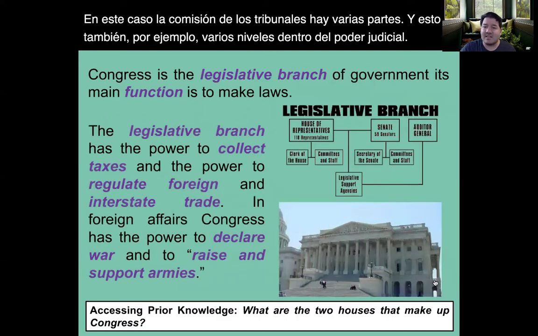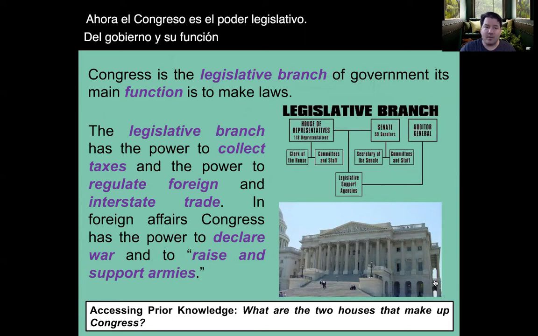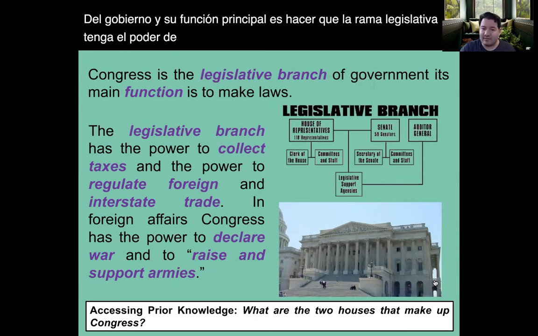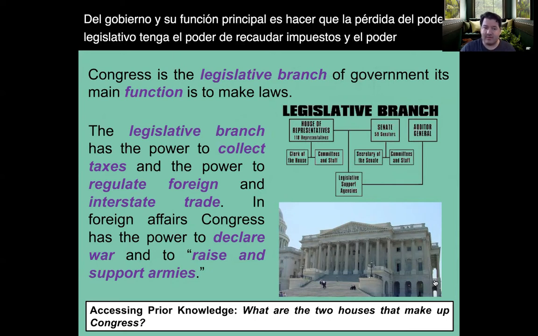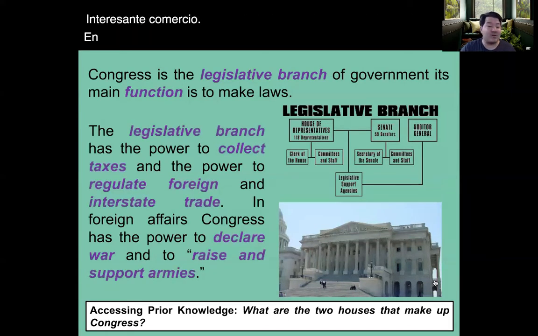Now, Congress is the legislative branch of government, and its main function is to make laws. The legislative branch has the power to collect taxes and the power to regulate foreign trade and interstate trade. In foreign affairs, Congress has the power to declare war and to raise and support armies.